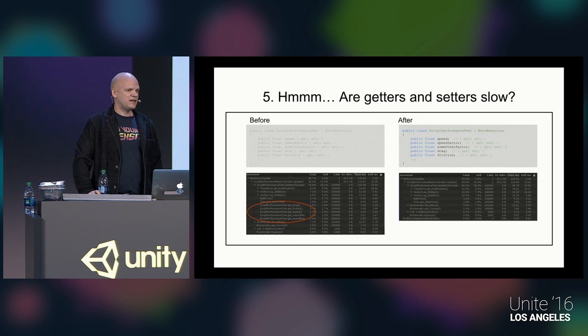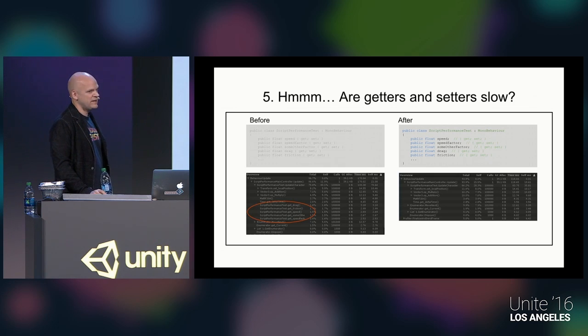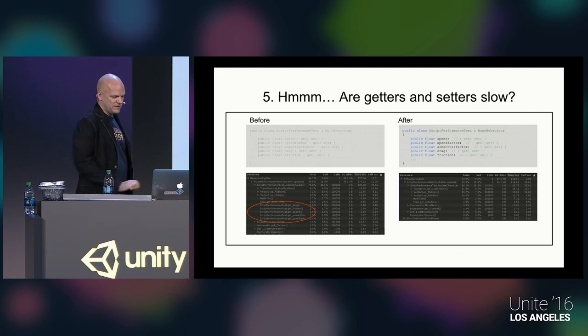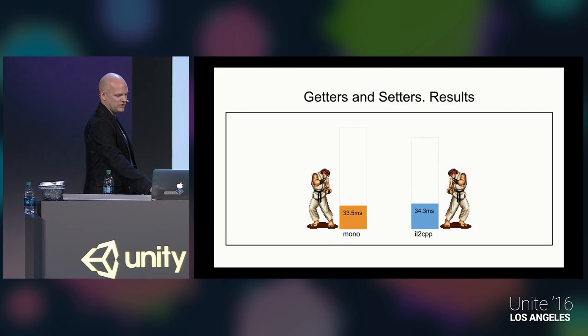Okay, so now I said that calling anything in Unity is slow. So would that also be getters and setters? It can be nice to have getters and setters, but does it actually take some time? So what I've been doing here is I've just removed them. My parameters are still public. And let's see what happens.